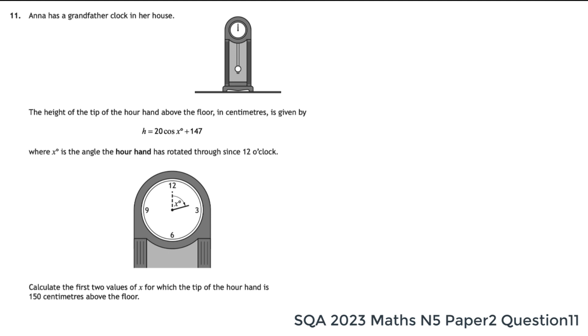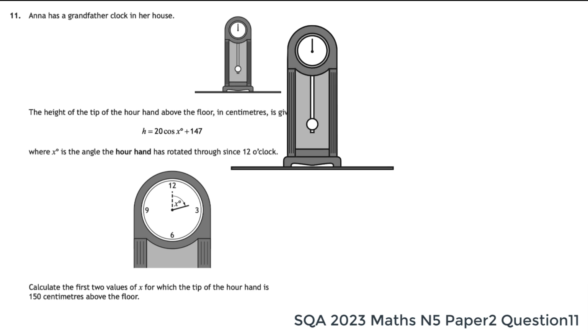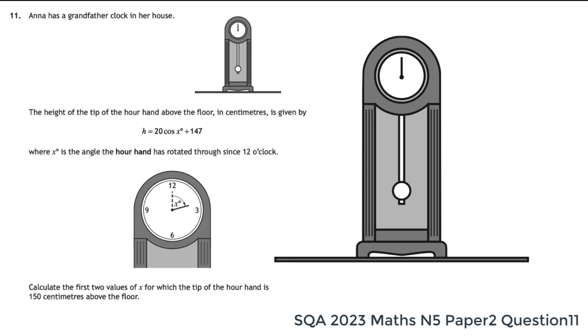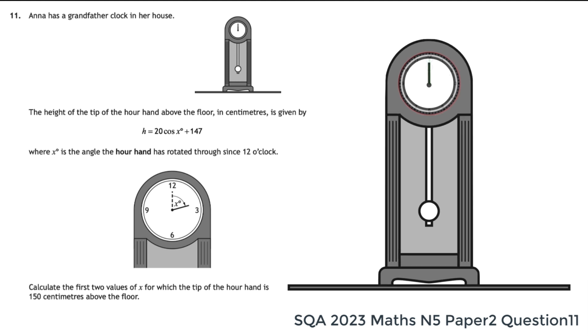Well, here's question 11. It's about Anna's grandfather clock and the height of the tip of the hour hand, that's the small hand, above the floor, given by this formula where x is the degrees that the hour hand has turned after 12 o'clock. And we're asked to calculate the first two values of x, for which the tip of that hour hand is exactly 150 centimetres above the floor. Well, let's have a closer look at her clock and let's watch it in action.